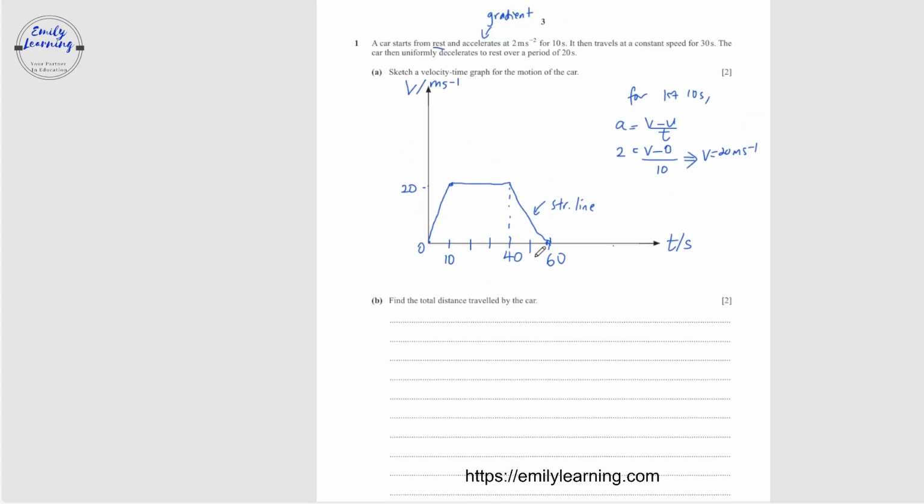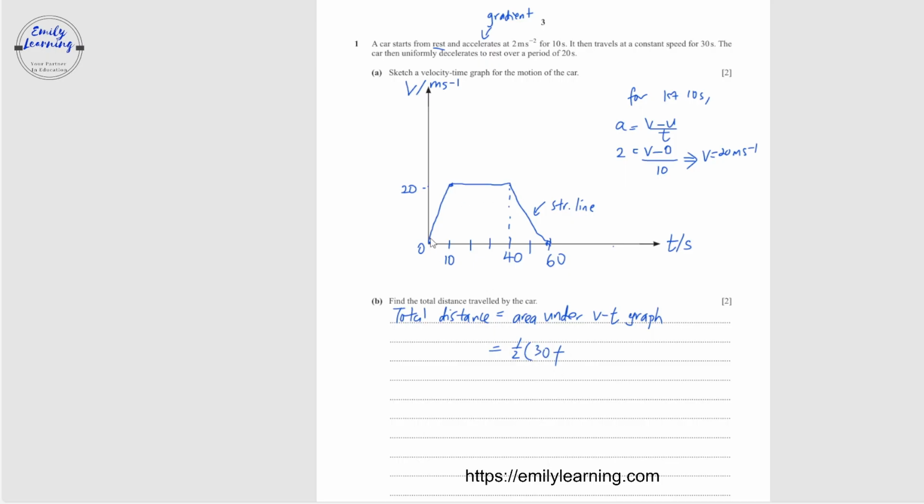Find the total distance traveled by the car. So when you have a velocity time graph, to find total distance, you'll find the area under the graph, right? Which is given by this trapezium here. So the area of a trapezium is half times the sum of the parallel sides. So from here to here is 30. Here to here is 60, multiplied by the height of the trapezium, which is 20. So the total distance is 900 meters.